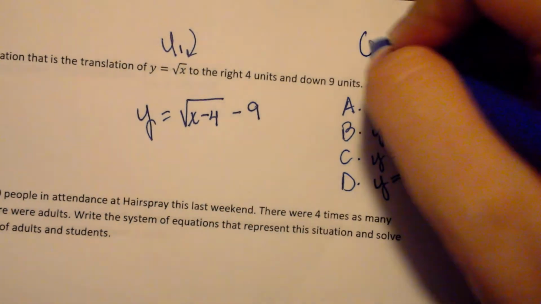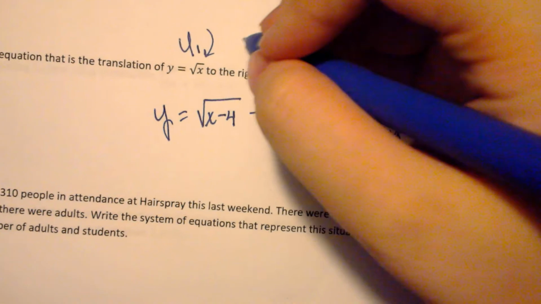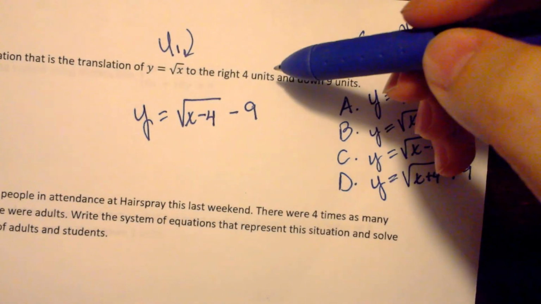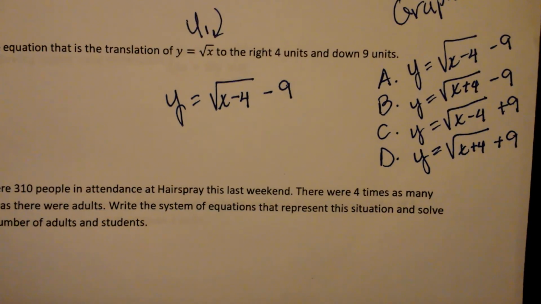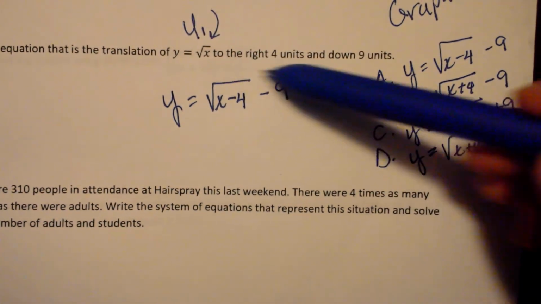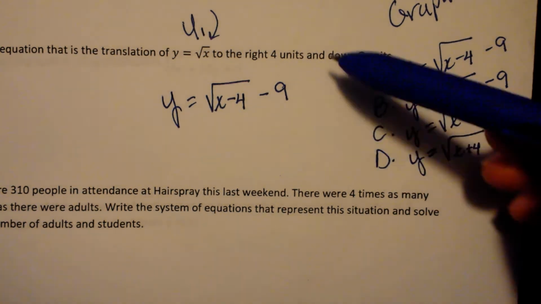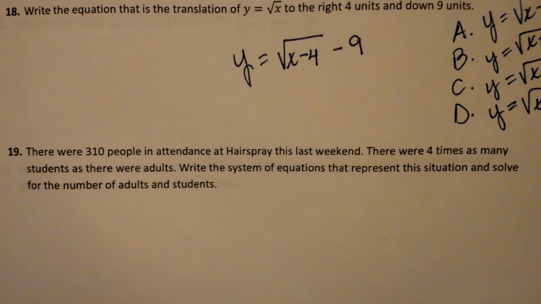So you could graph all of them and the parent function to see which one of these actually did go 4 to the right and down 9. That's just if you were confused about the negative on the inside. You could check all of them to see which one actually went and followed the translations.